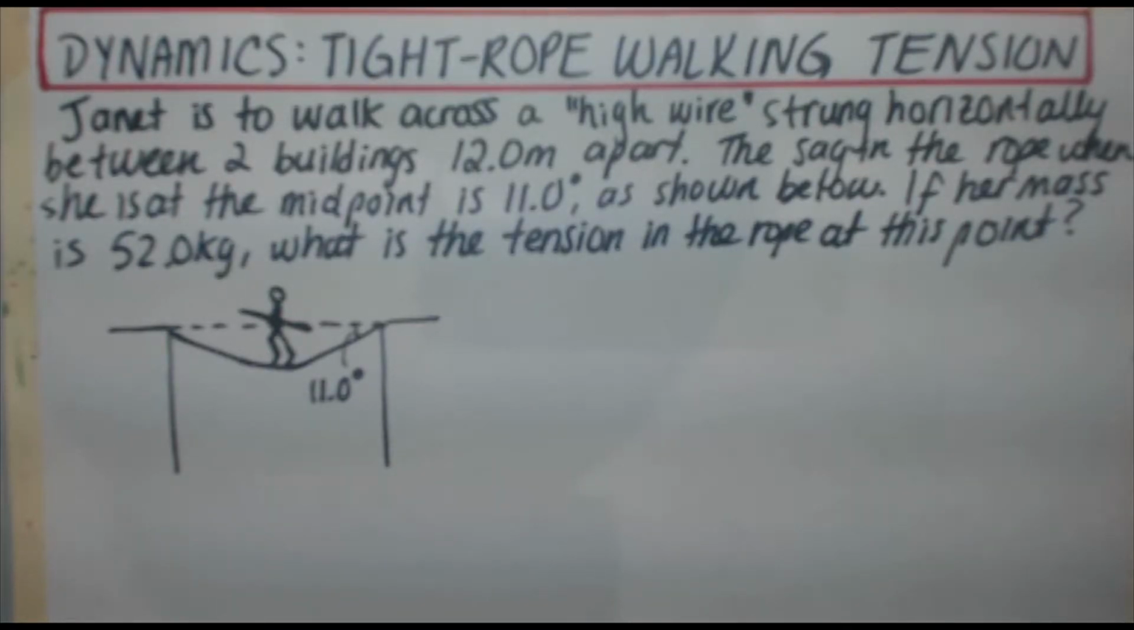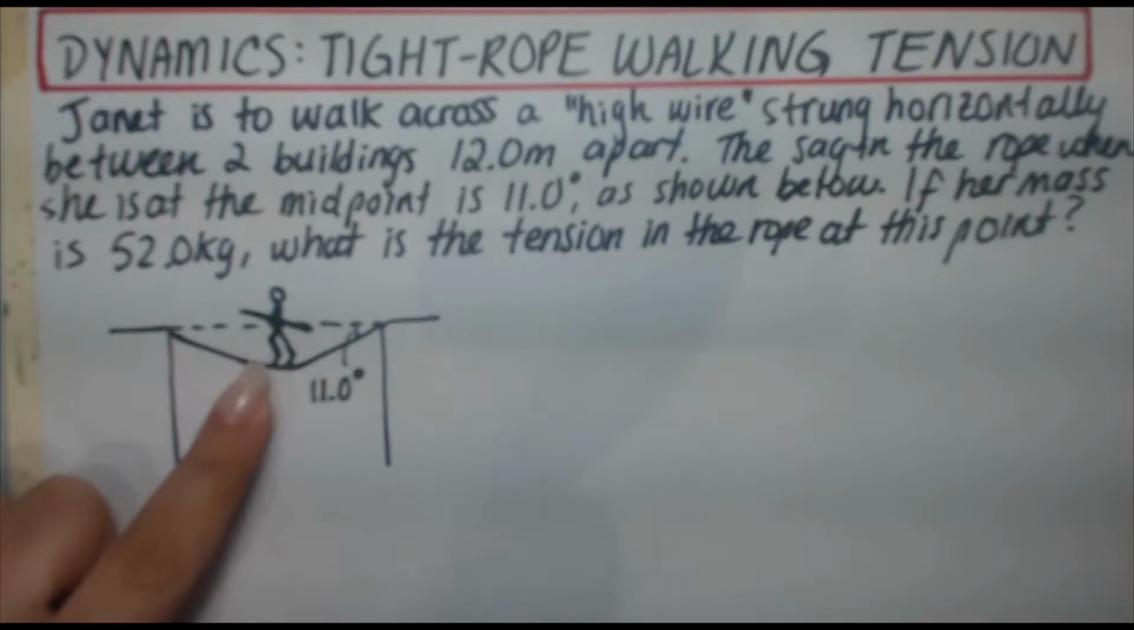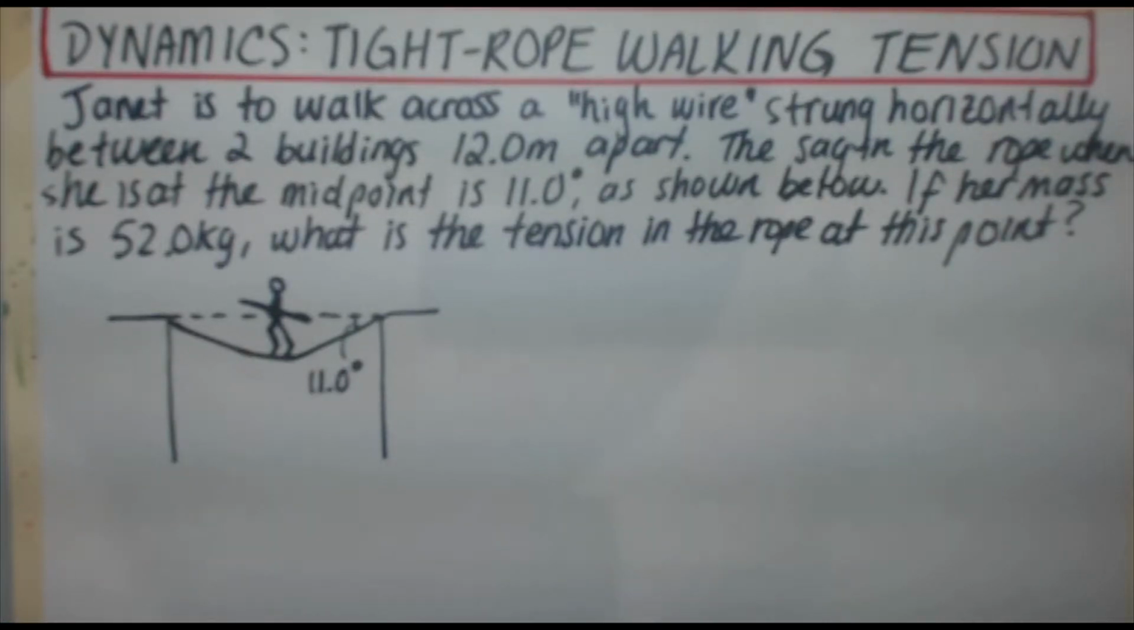So, again, this is a dynamics problem, so we are going to be making a lot of use of free body diagrams and Newton's second law. The first thing you need to see when you look at this problem is that Janet is stationary at this point. That means F net equals 0. If you are not accelerating in any direction, your net force is 0, and that simplifies the problem to a huge extent.